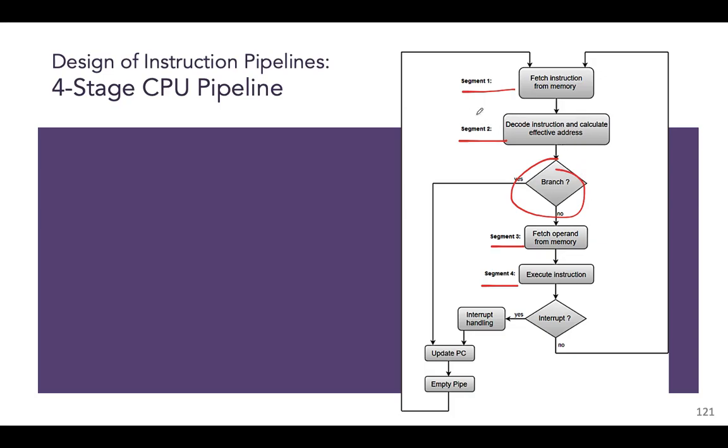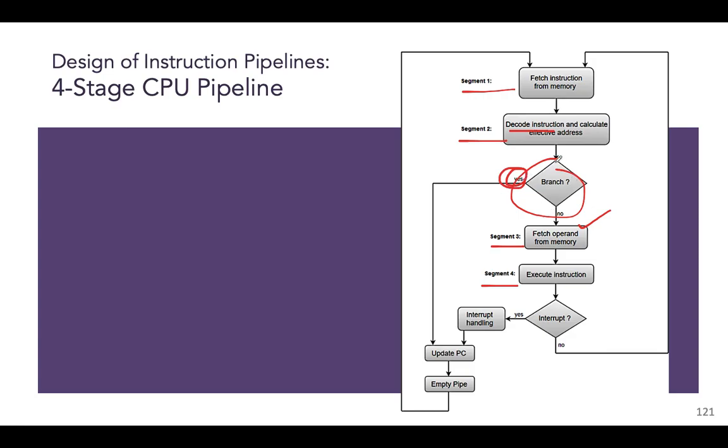So the next question after decoding the instruction, because once you decode the instruction, only then you will know what kind of instruction it is, is: is it a branch instruction? If it is not, then you move on to segment 3, which is simply to fetch the operands from memory. We're going to take a look at this part later.